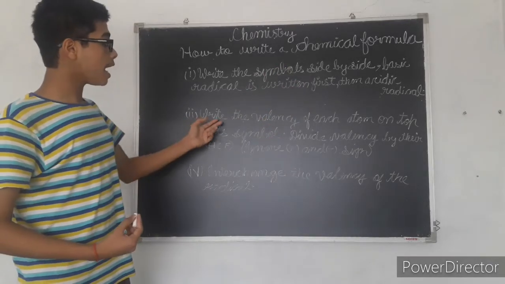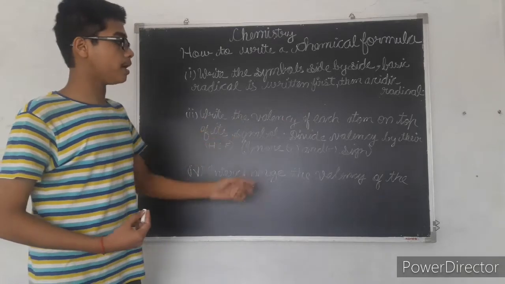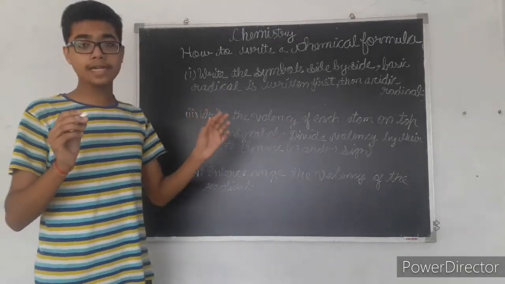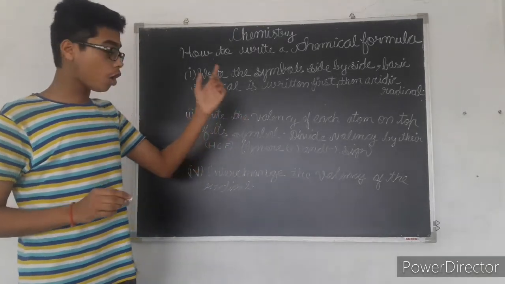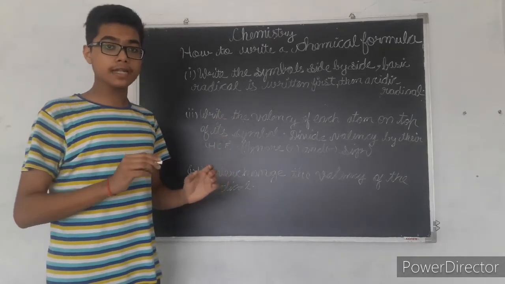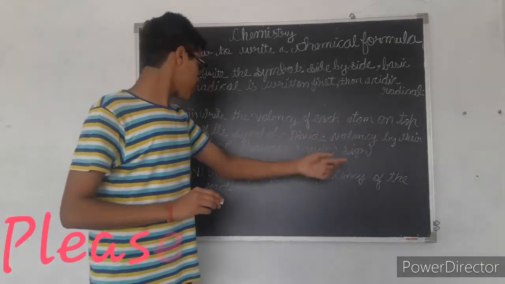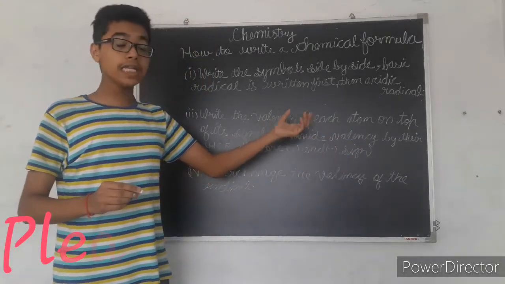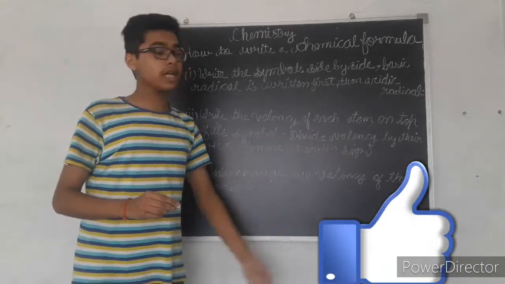Second step, write the valency of each atom on top of its symbol. We have written the symbols of the atoms. Now we have to write the valency on top. Means we have to write the valencies of both the atoms on their top. Divide valency by their HCF. HCF means highest common factor. So we have to divide the valency by their HCF. Ignore positive and negative sign.